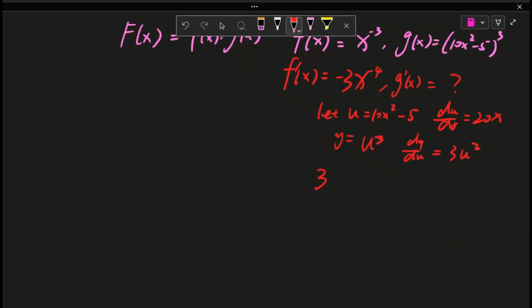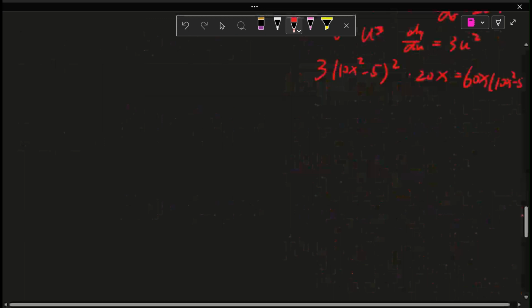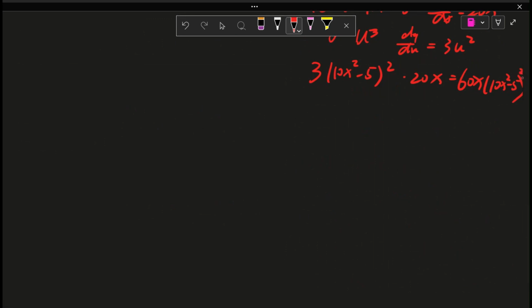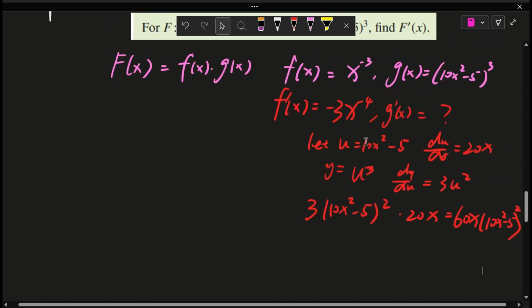3 times u, which is 10x squared minus 5, squared, times 20x, and that equals 60x times 10x squared minus 5, squared. Okay, perfect. All right, then we got that. That's equal to g'(x).